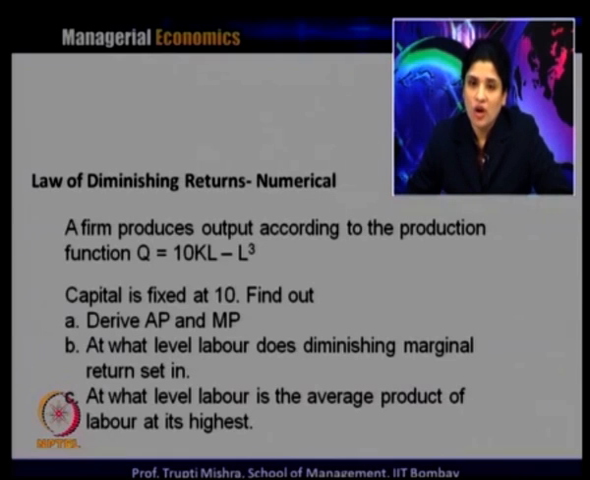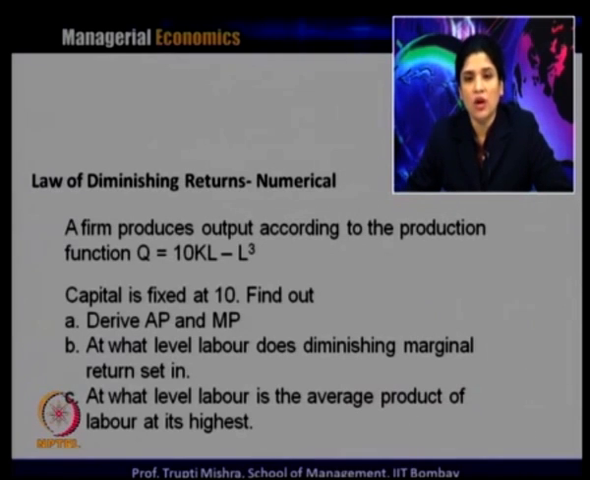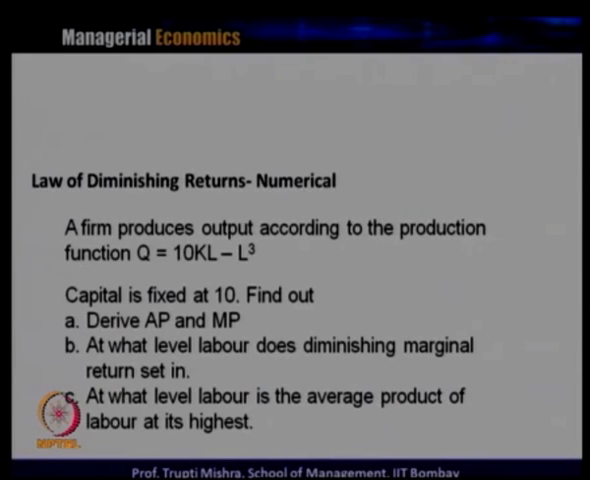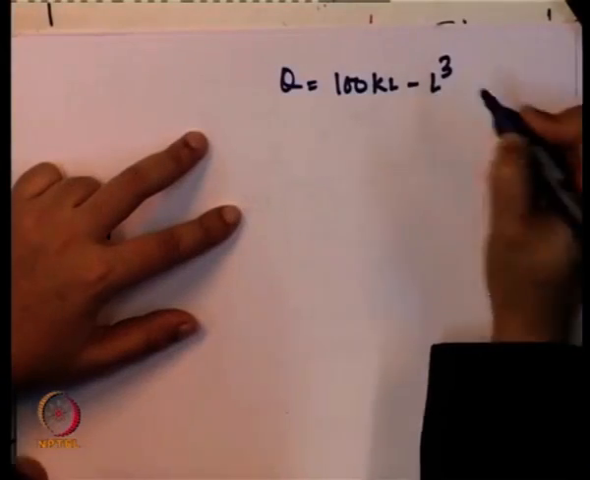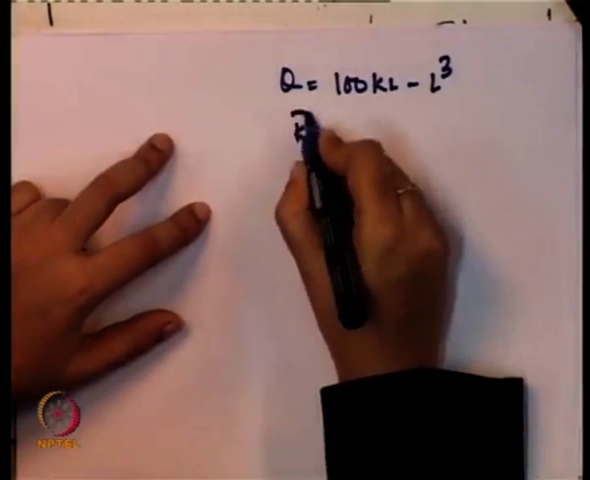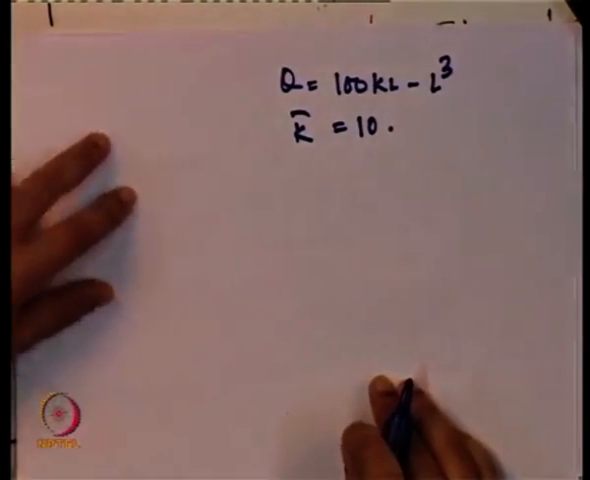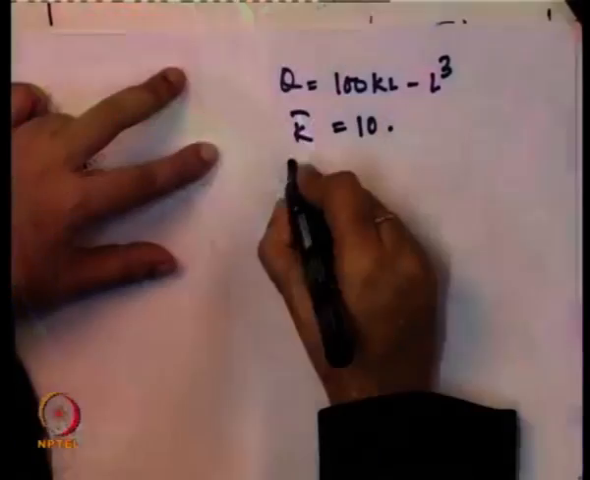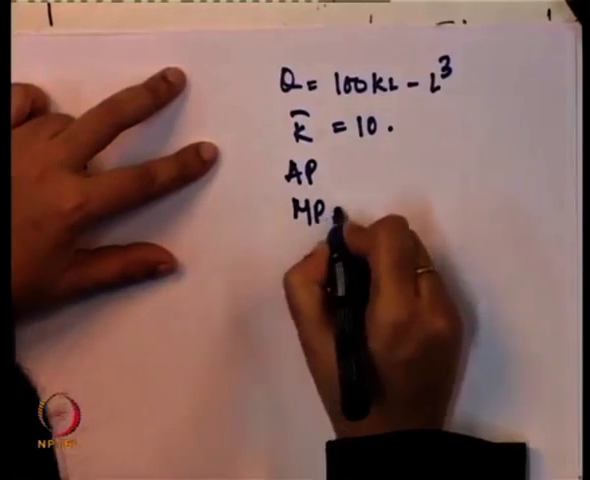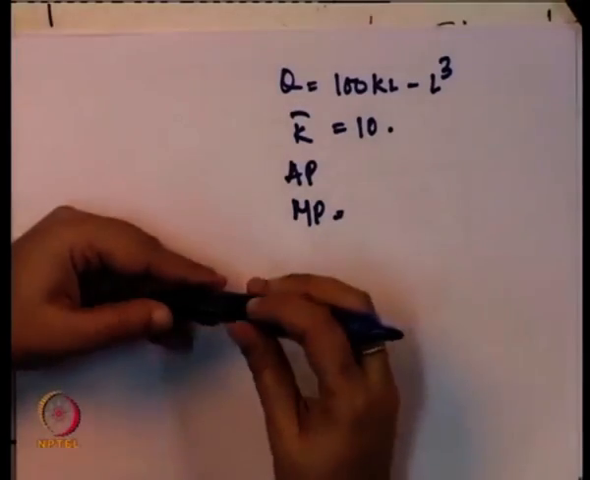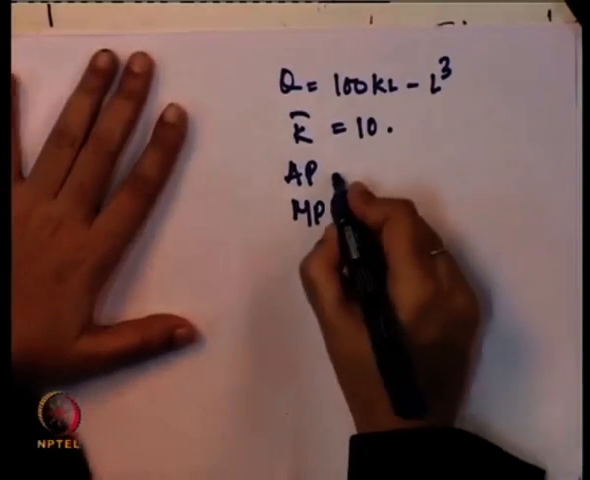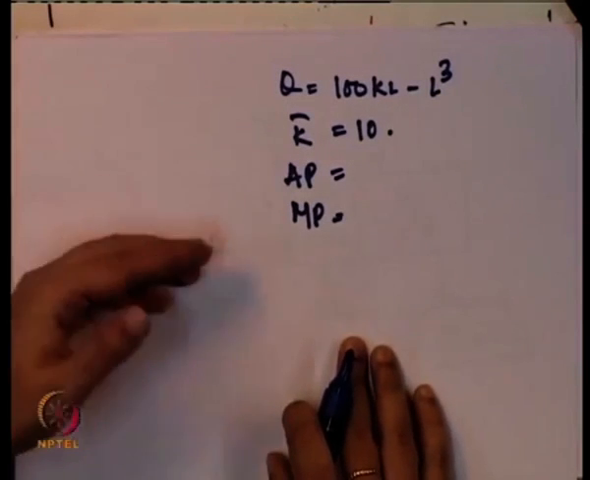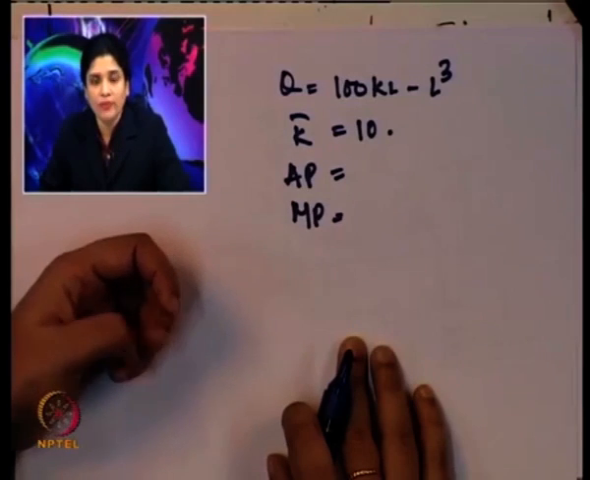So, the firm produces output according to the production function, that is Q is equal to 100 KL minus L to the power 3. Capital is fixed at 10 because this is a short run production function. Now, what we need to do? We need to find the value of average product and marginal product, and then we can find the different stages, or the different levels of labor where the producer is achieving different levels of output.